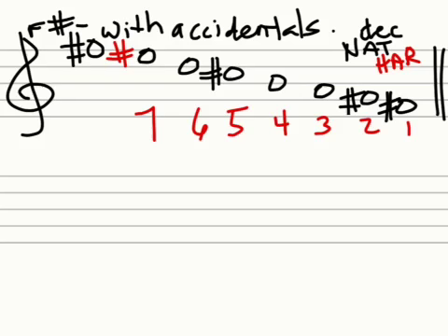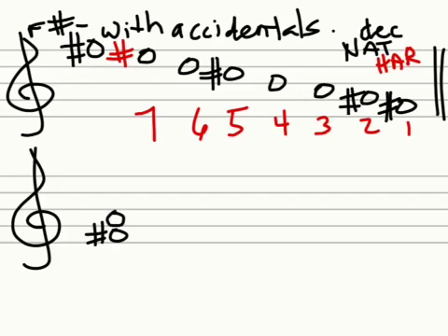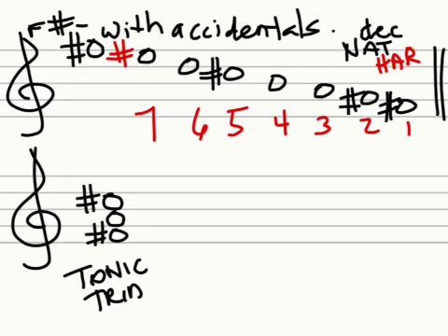So again, what would that triad look like? If I wanted to do a tonic triad, what would that look like? Good, F sharp, A, and C sharp. Very good. F sharp, A, and C sharp, and that's a tonic triad.